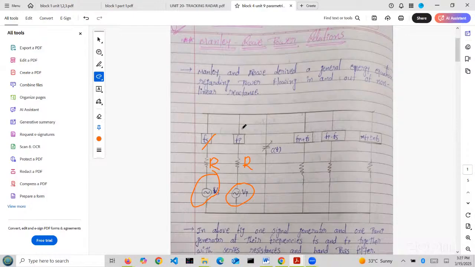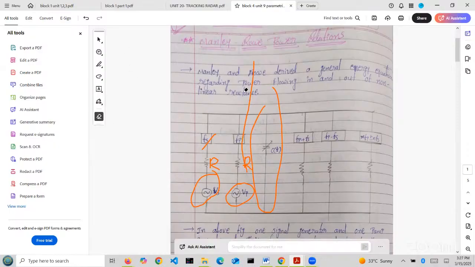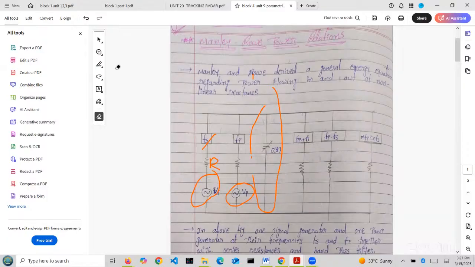To this input side, I am connecting one capacitor. This capacitor is called a non-linear capacitor, CT. This is the input side. I will draw one vertical line here. This part is input and this part is output.